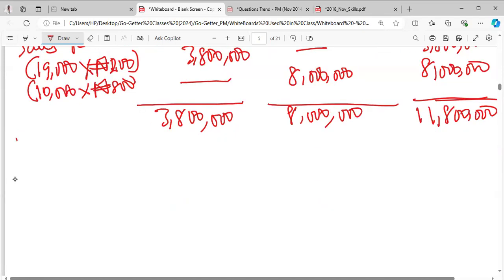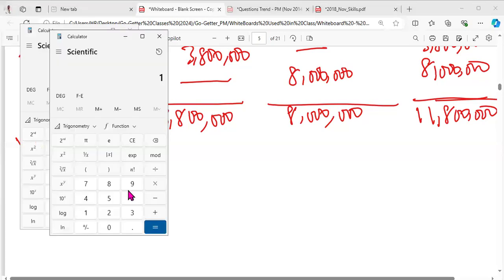We'll come here, variable costs. This one will be 19,000 at 105, because that's how much it cost you to do it. So we have 19,000 units at 105, and that gives me 1,995.